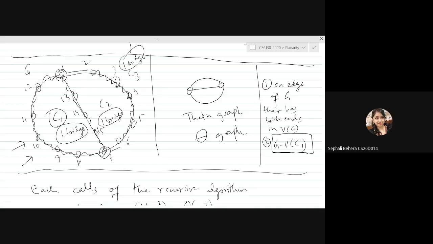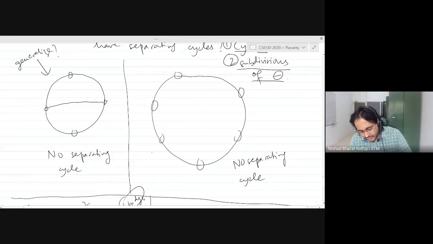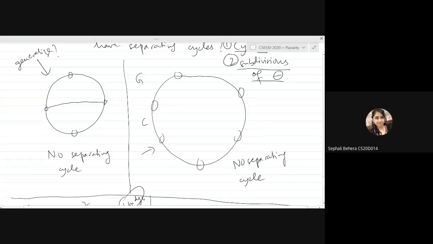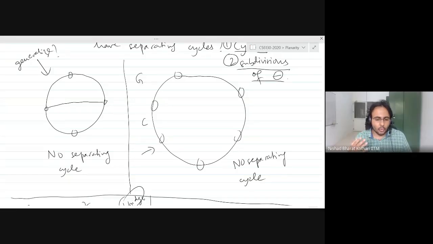Right? What about this graph? How many bridges does this cycle have? 0. So this is also not a separating cycle. So a separating cycle is when you have at least 2 bridges, more than 1.